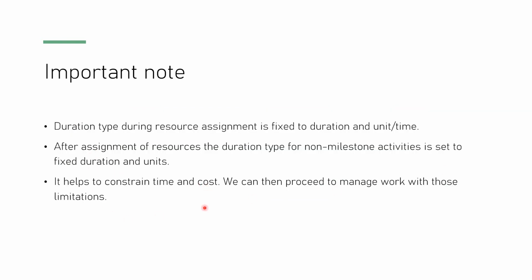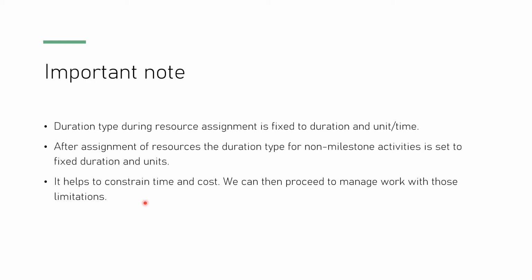Important note: the duration type during a resource assignment is fixed duration and units per time. After assignment of resources, the duration type for non-milestone activities is set to fixed duration and units. Then our duration and units are fixed, so the total project time as well as the cost remains fixed, and then we can talk about the hours per time.